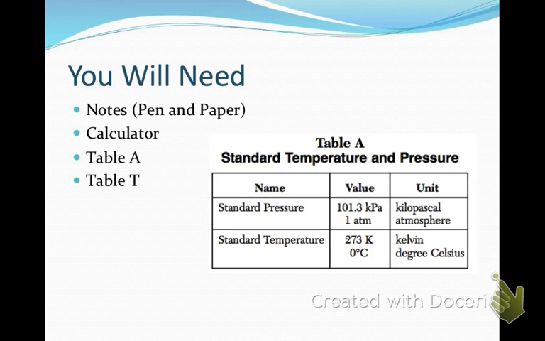So you'll need your notes, which is your pen and paper, your calculator, Table A, which I've actually shown here for you, and Table T. You'll also need your Unit 3, Section 2 packet.